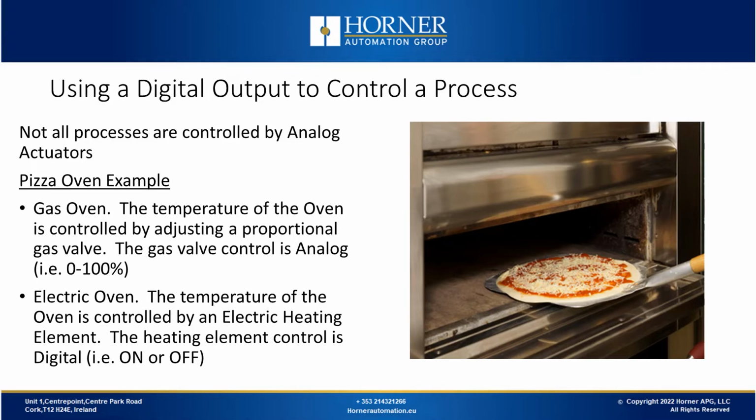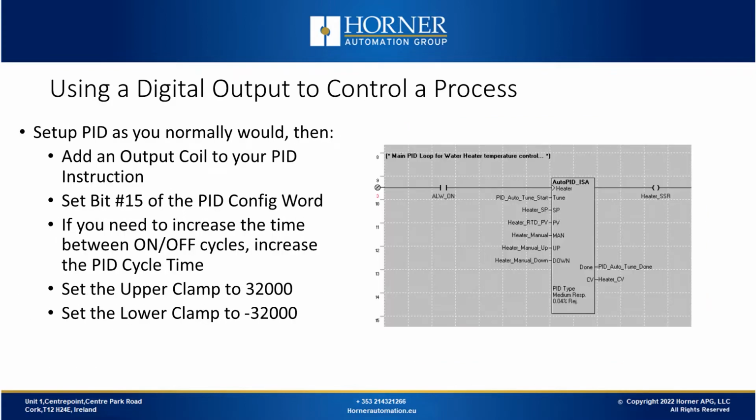That's an analog actuator we'll be adjusting in the case of a gas pizza oven, but for an electric pizza oven where we're using on-off control to regulate the heat, in order to add heat to the system, we're turning an electric heating element on and off. So the control of that heating element is a digital signal. The implications of that from a setup standpoint are as follows.